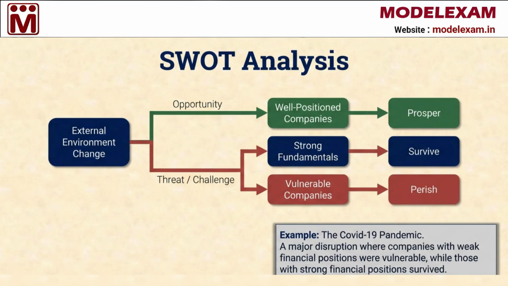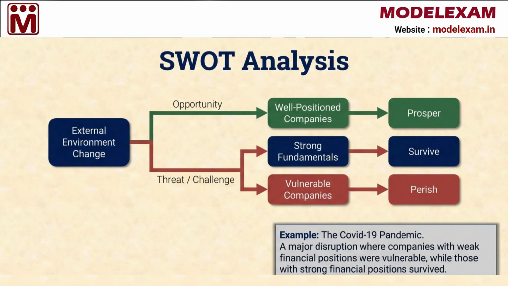The business world is never static because the external environment is constantly changing. These changes bring two things. First, they bring opportunities, and second, they bring threats or challenges. When a new opportunity appears, companies that are well positioned can seize it and prosper. However, when a threat emerges, only companies with strong fundamentals can survive. Vulnerable companies often perish. A great example of this is the COVID-19 pandemic.